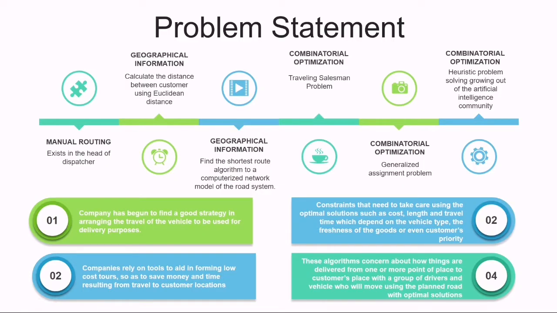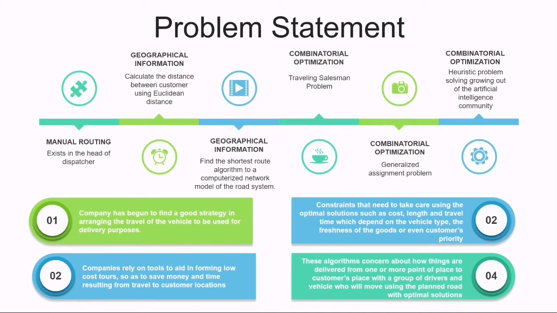Now, let me tell you about the history of vehicle routing problem. Before this, companies were using manual routing which only exists in the head of the dispatcher. There are also companies using geographical information to calculate the distance between customers using Euclidean distance, and some of them using it to find the shortest route algorithm to the computerized network model of the route system. VRP contains some combinatorial optimization, including the traveling salesman problem and the generalized assignment problem. It was then introduced to heuristic problem approaches.